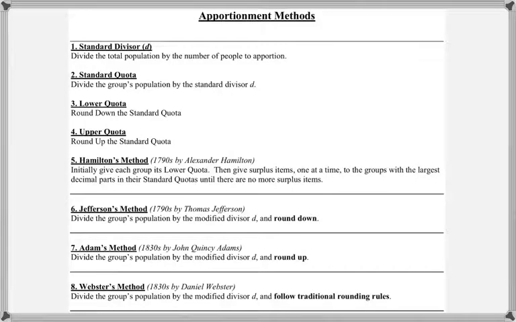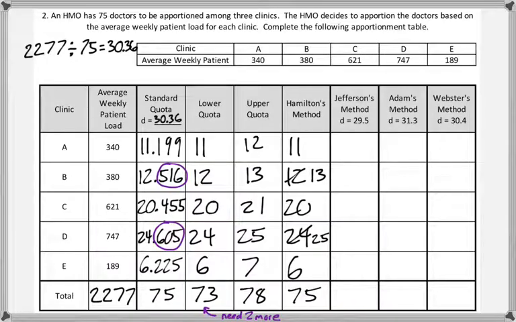Now we are starting over with Jefferson's method. So we need to divide the group's population by the modified divisor and then round down. So I'm going to take each of these numbers and divide them by 29.5 and then round down. So that should get you 11, 12, 21, 25, and 6. And those add up to be the 75 doctors.